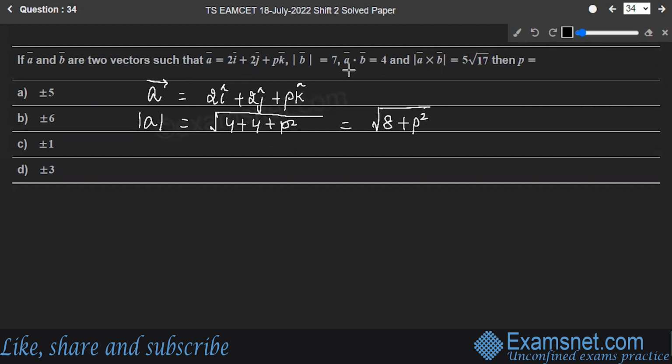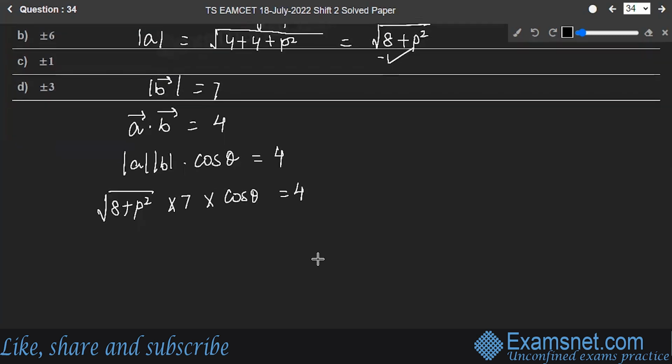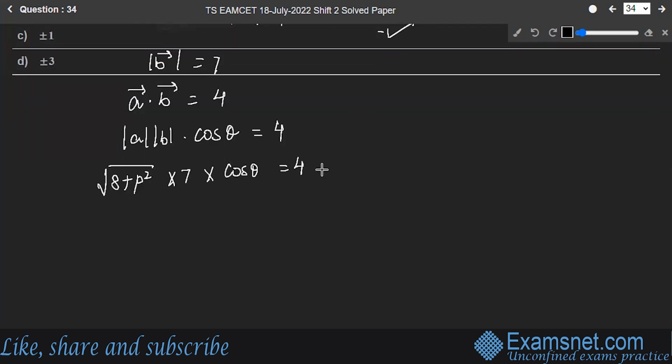And the second thing you are given that mod of b vector is equal to 7. Next, you are given A dot B vector is equal to 4. Let's write down, this is equal to 4. And you know, this is equal to mod of A, B into cos theta, that is the angle between both the vectors. This is equal to root of 8 plus p square multiply 7 multiply cos theta is equal to 4. Let's name it as number 1.